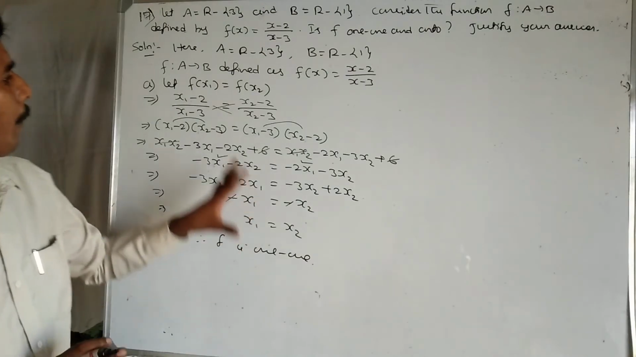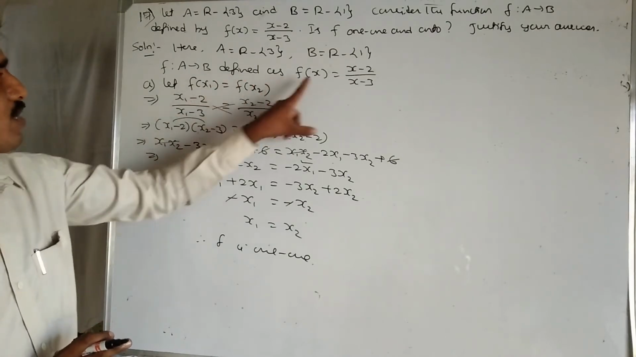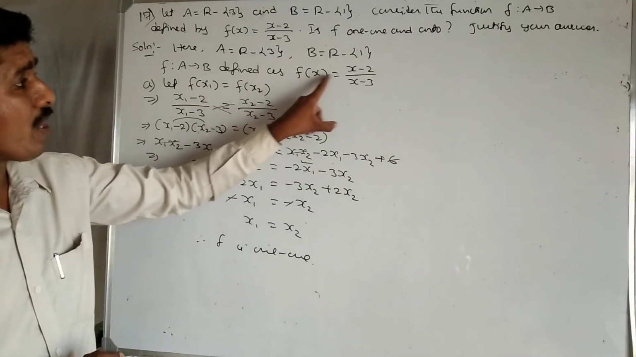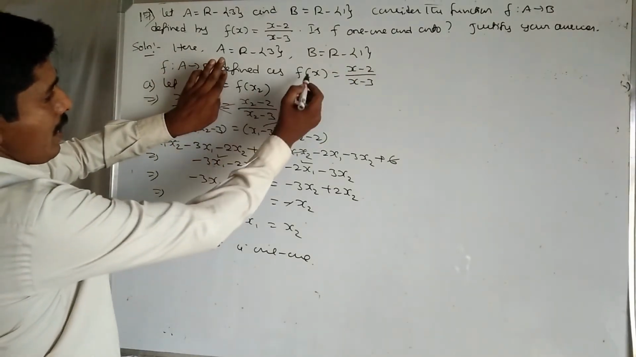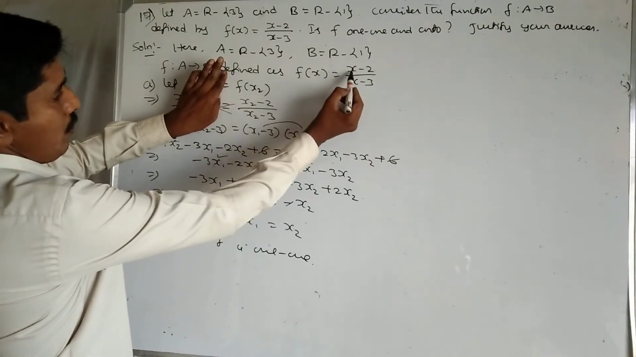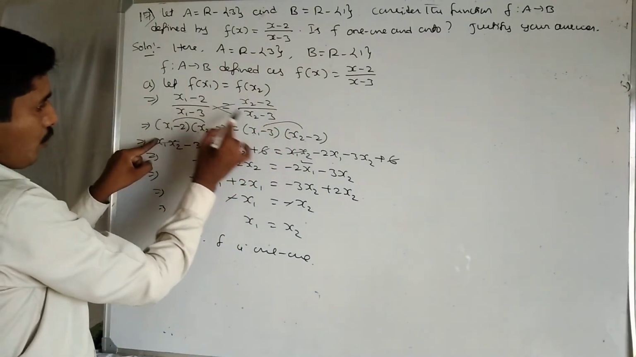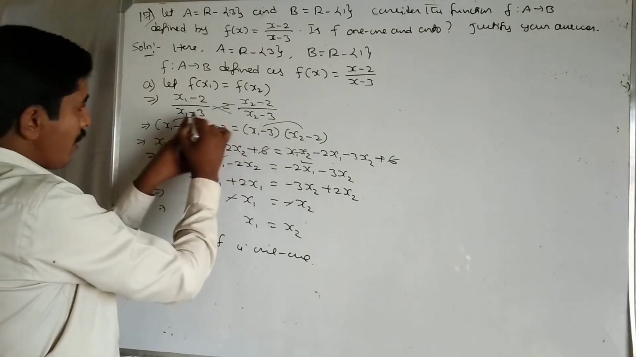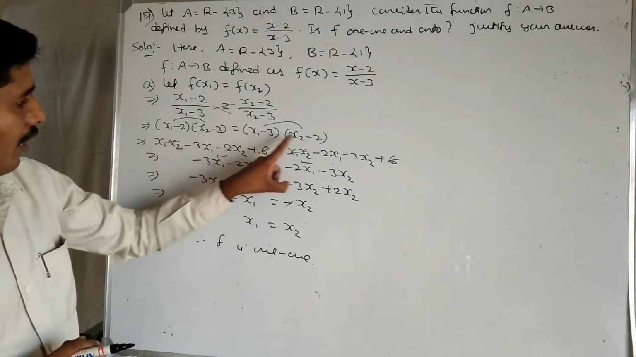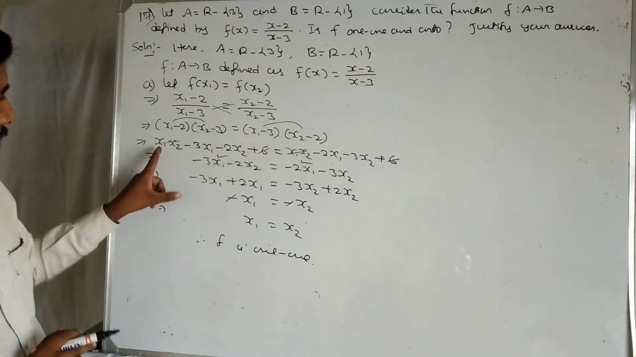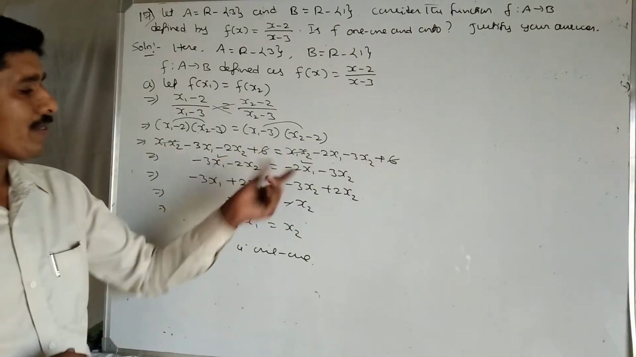First listen here, I am repeating the one-one proof. Let f(x1) equal f(x2). Replacing x by x1, f(x1) = (x1 - 2)/(x1 - 3), this is the LHS. Replacing x by x2, f(x2) = (x2 - 2)/(x2 - 3). Cross multiplication gives (x1 - 2)(x2 - 3) = (x1 - 3)(x2 - 2). Multiplying the factors on both sides and equating, the common terms get cancelled, and 6 cancels.